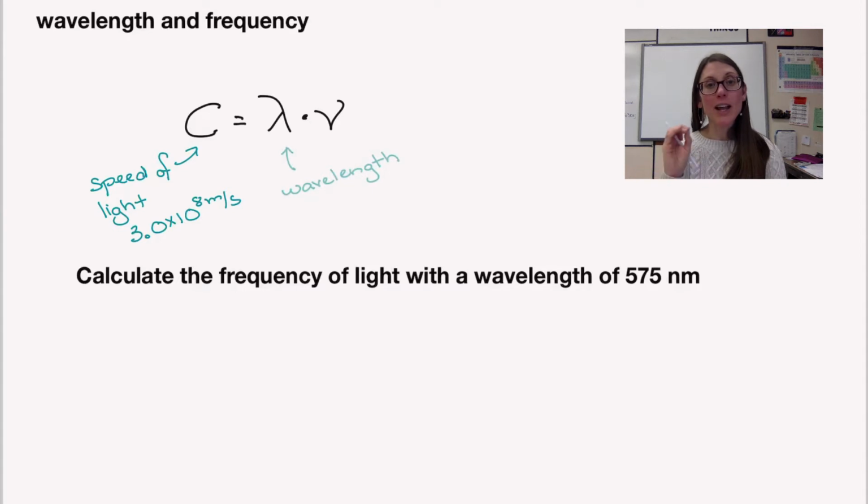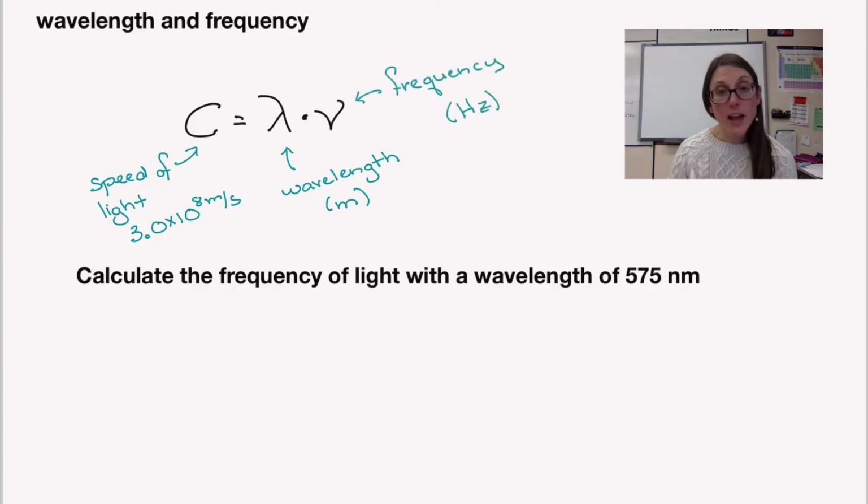Lambda and nu. Lambda, the Greek letter lambda, represents wavelength. Because the speed of light has units of meters, we will have to use our wavelength in meters in this equation. So if you're given that value in nanometers, you'll have to start by converting it. The fancy looking V is the Greek letter nu, and this represents frequency. Frequency has the units of hertz, which is cycles per second, or inverse seconds, which we can write as 1/seconds. You'll typically see it written as hertz though.